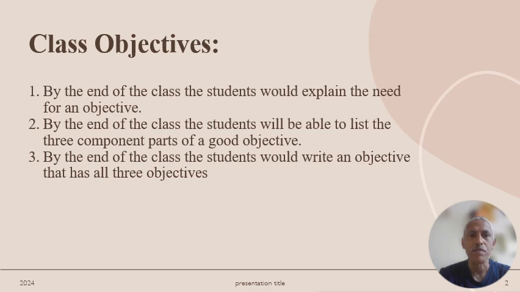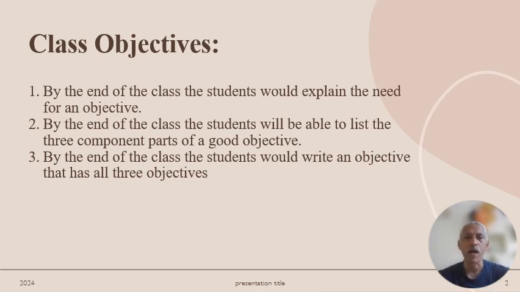The second one is by the end of the class, the students will be able to list the three component parts of a good objective. And the third objective I have is by the end of the class, the students would write an objective that has all three components. That should actually be saying components.